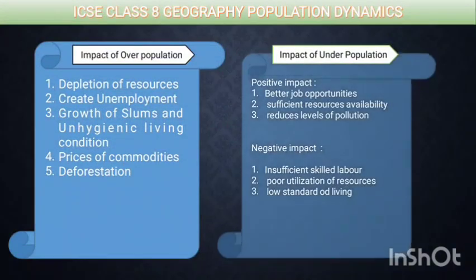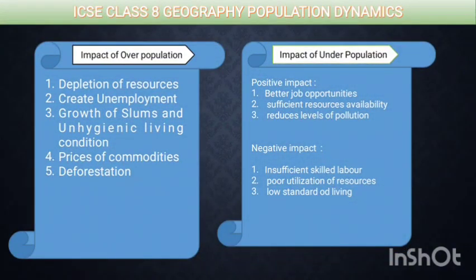Now, what are the impacts of overpopulation and underpopulation? Overpopulation means there are too many people and limited resources. So there is depleting of resources, unemployment, growth of slum areas, unhygienic conditions, increasing prices of commodities, and deforestation. Underpopulation means the number of people is less and there are more resources. There will be positive and negative impacts also. The positive impacts are better job opportunities, sufficient resources, and reduced pollution. The negative impacts are insufficient labor force, poor utilization of resources, and low standard of living.